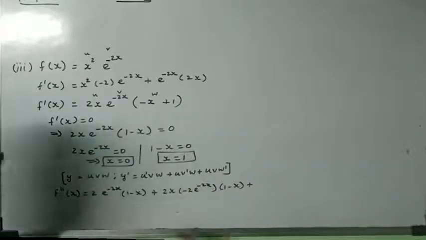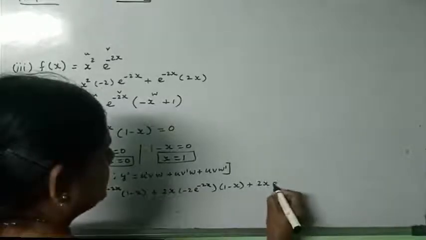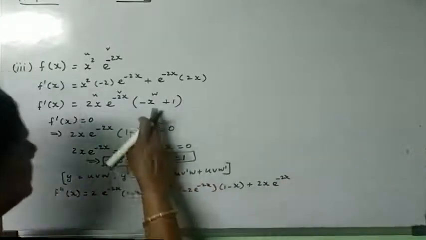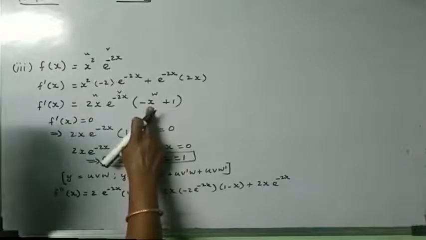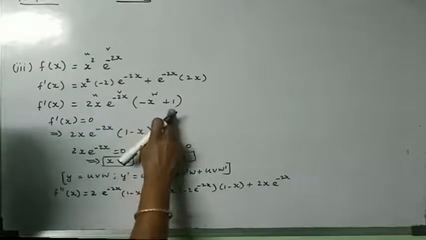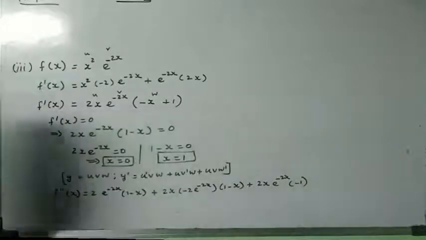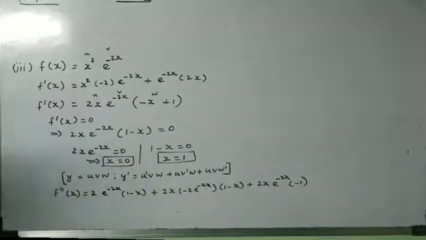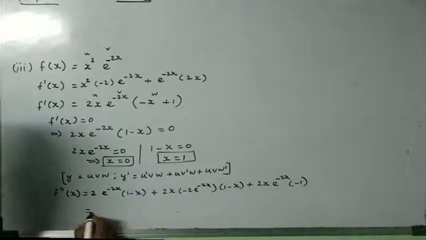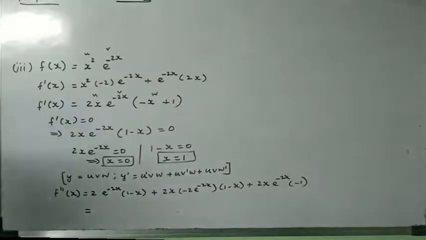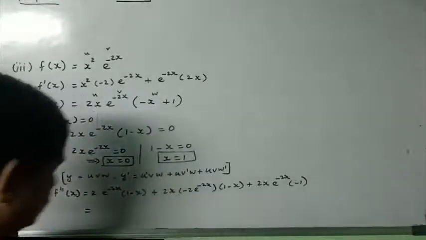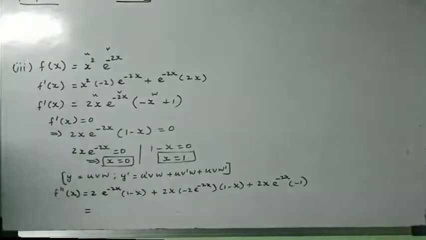So u, v we write as it is, 2x e power minus 2x. w differentiate, x differentiate gives minus 1, 1 differentiate gives 0. So it is minus 1. Now take all the common factors out. What are the common factors? E power minus 2x is there in all of them. And then a 2 is also common. So 2 e power minus 2x is common.